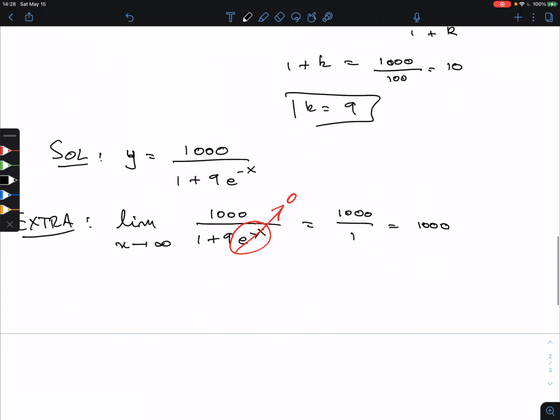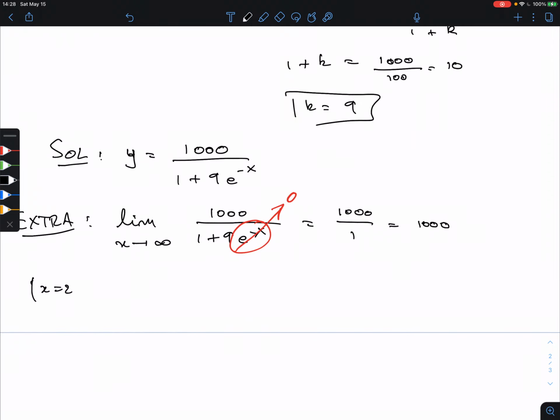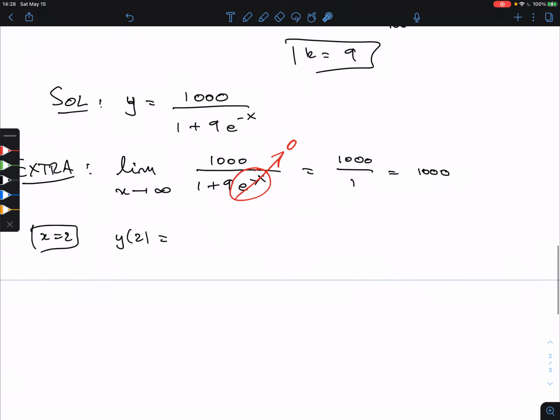For instance, let's see what happens if x is 2. Now this one I need a calculator for, because I have to calculate y of 2, which means just plugging 2 into this equation. So I use a calculator for that, perhaps I do it in green. The calculator tells me it's approximately 450. This is allowed, by the way, you can use calculators at any time.